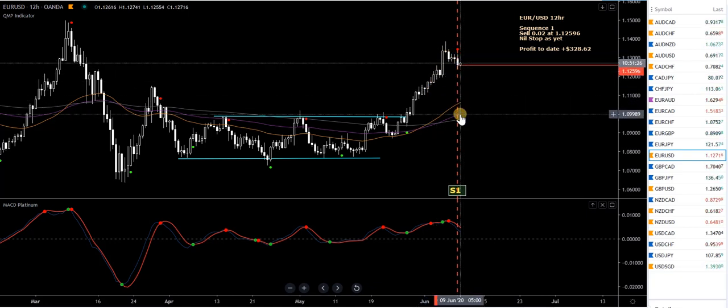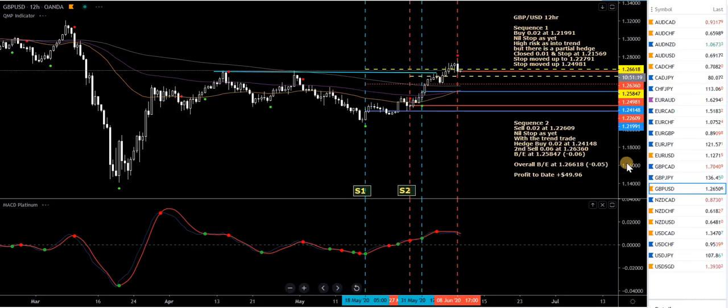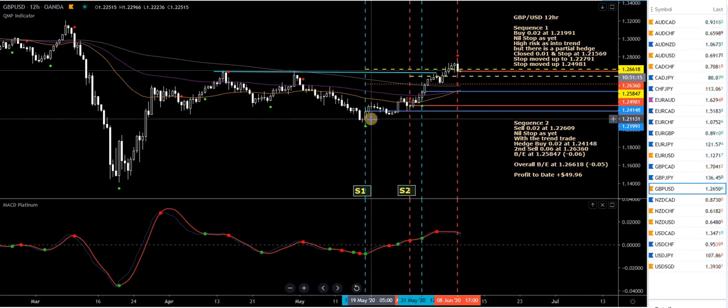Price is a long way from the MA, so I'm just trying to see if it comes down. So there's a new sell there on the Euro. Pound USD, new sell signal also. Also, I've moved my sequence 1 buy.